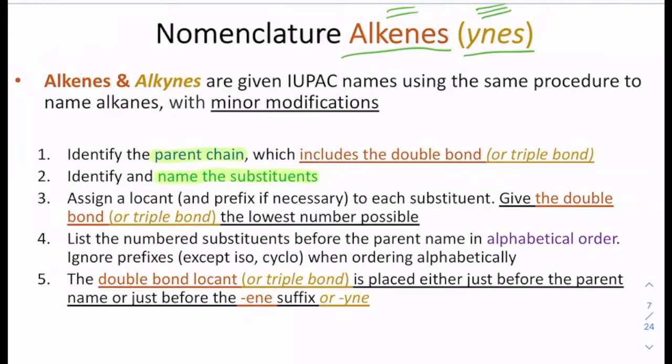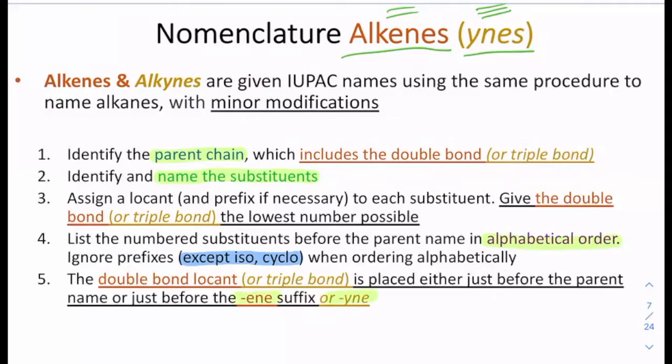Then we're going to list our substituents in alphabetical order. We're going to ignore prefixes except for iso and cyclo, and we will get to that a little bit later. Iso is a prefix used sometimes to identify side chains, and cyclo is when you have a substituent that's a ring, and so we'll get to those later. Iso and cyclo are included when putting things in alphabetical order, but the di, tri, tetra do not count in alphabetical order. If it's a dibromo, then it's the B that we're going to use, not the D. And lastly, we are going to change the suffix from ane to ene if it's a double bond, or yne if it's a triple bond.